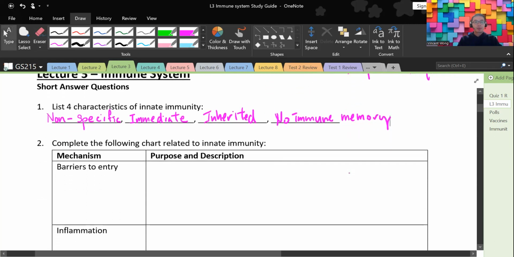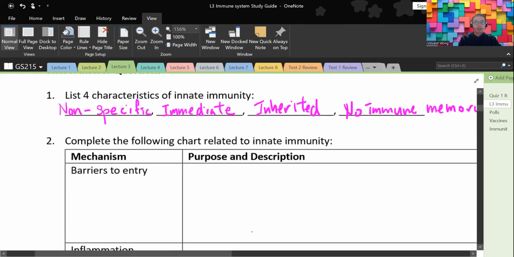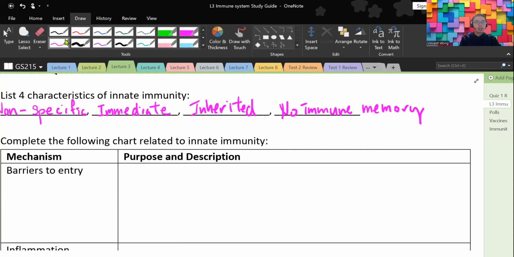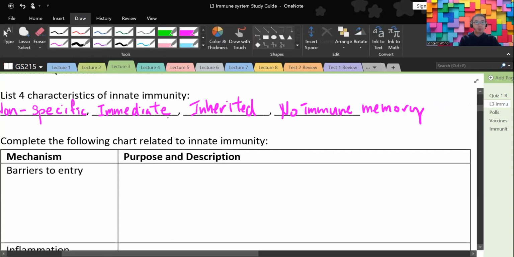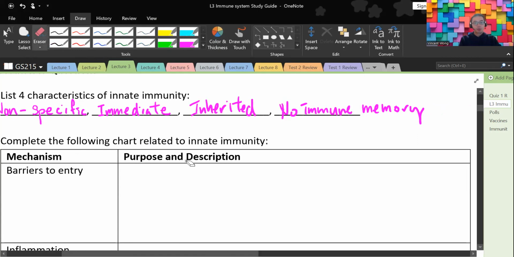Now, this table talks about the various ways that innate immunity has to deal with infection and pathogens. Okay, the 4 various mechanisms. The first one is barrier to entries. Okay, so I'm gonna give a little description of it, and then I'm going to give you some examples. So I'll put the purpose in blue, and I'll do the description in another color. Okay, so the purpose, right? Purpose of the barriers is basically to prevent.